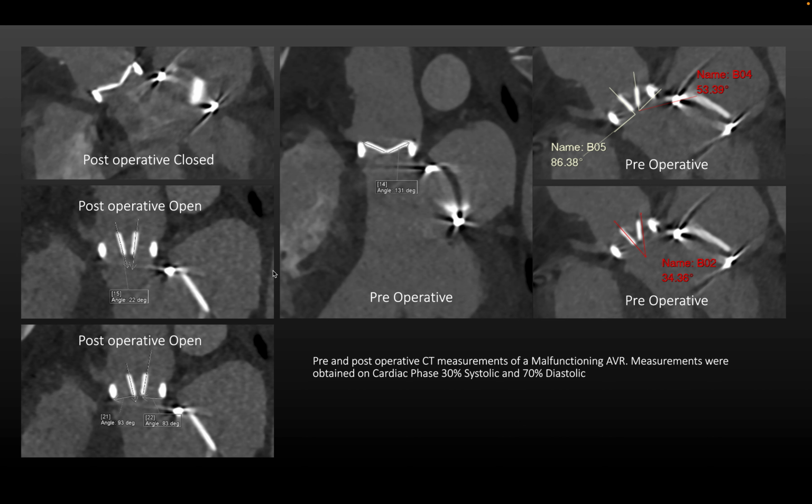Not only that, but also some other complications. For example, in this case, we could see that is the left ventricle, outflow tract, aorta, but on the right side, that is the right atrium, and that is the superior vena cava. We could see a thrombus inside the right atrium.